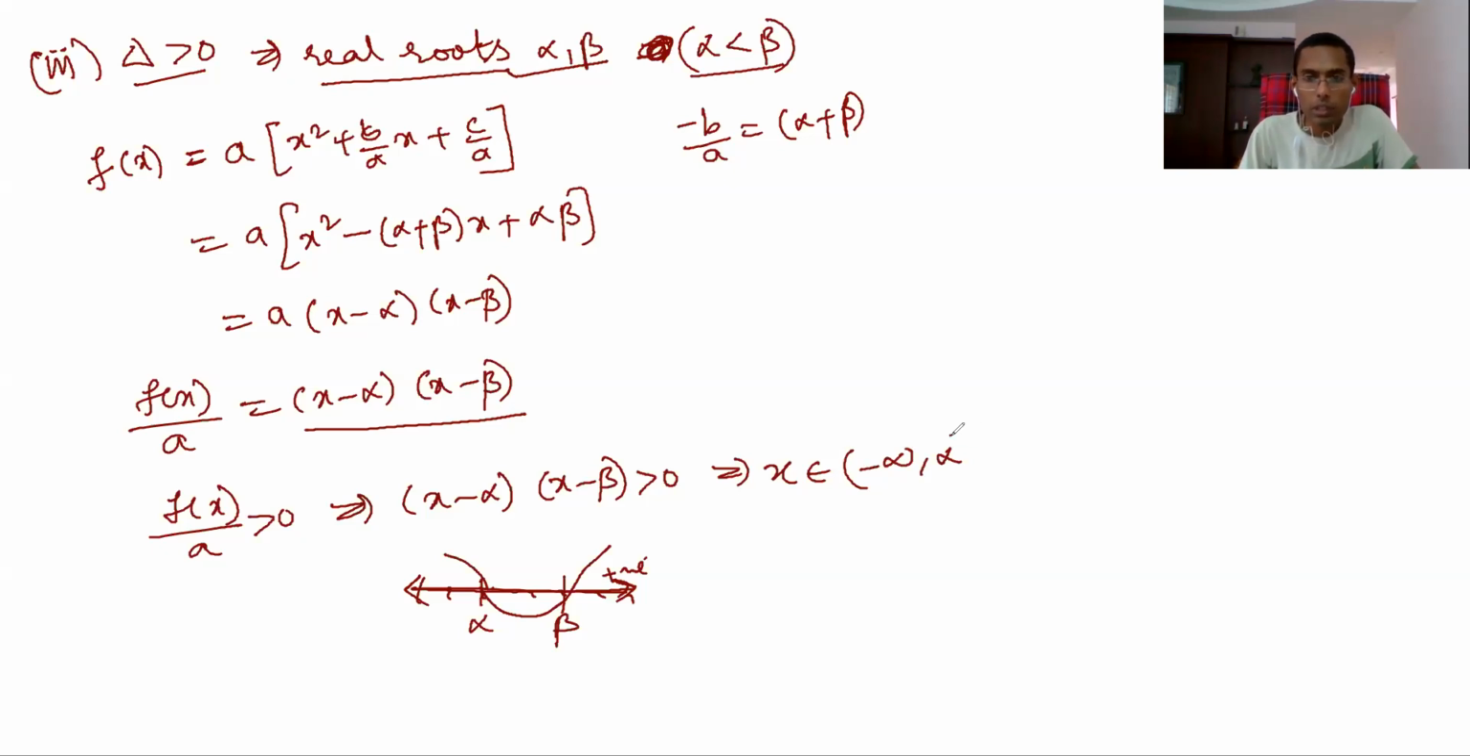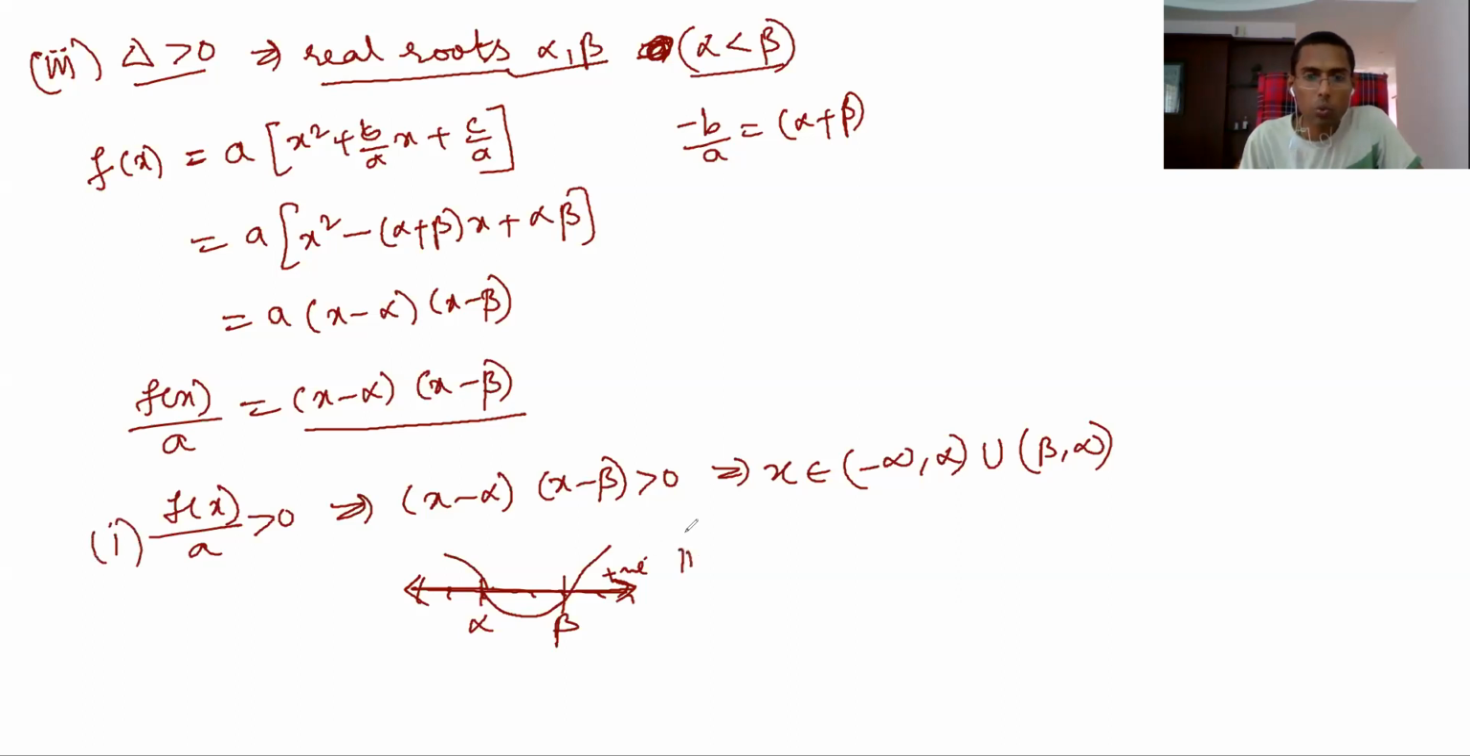This you learn in first year functions. So this is beta to infinity. So now that means here f of x and a should have the same sign when x belongs to minus infinity to alpha and beta to infinity. Both will have the same sign. So now this is case 1.